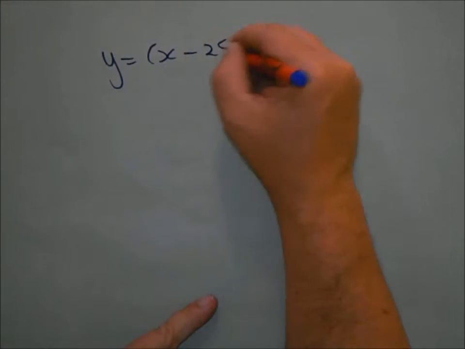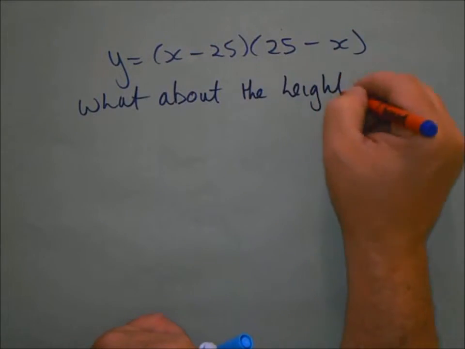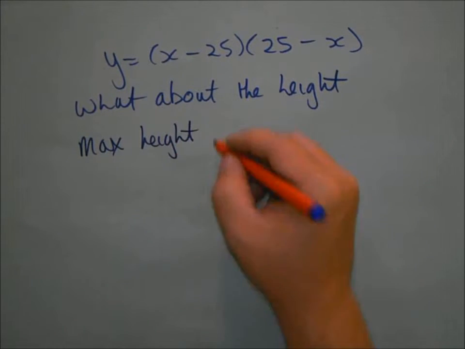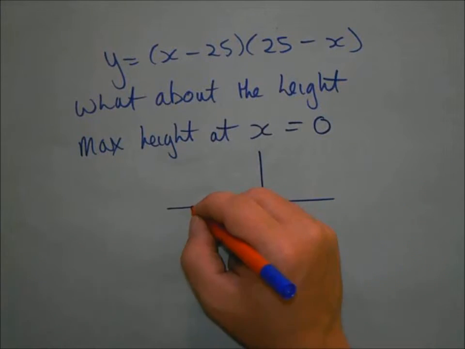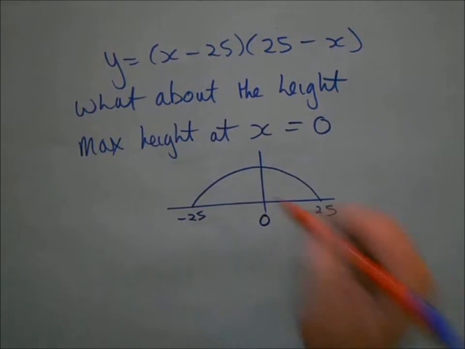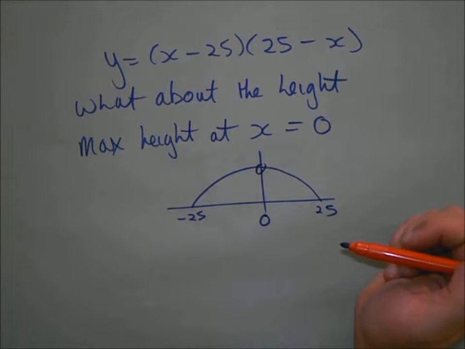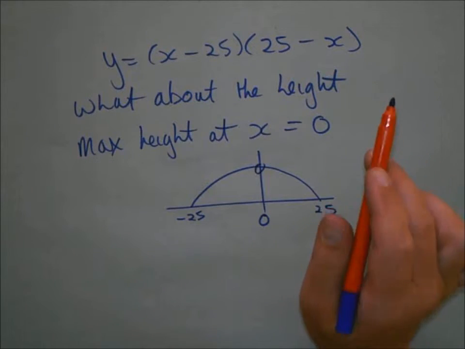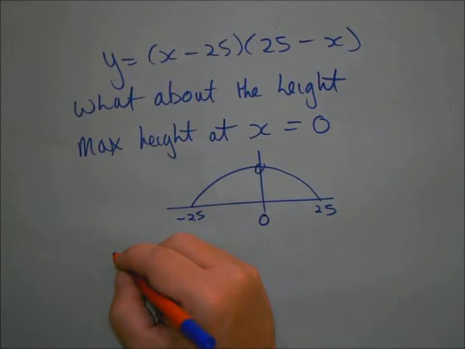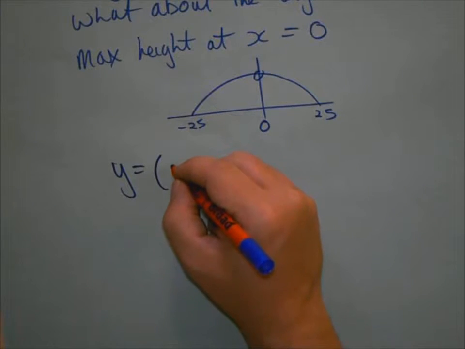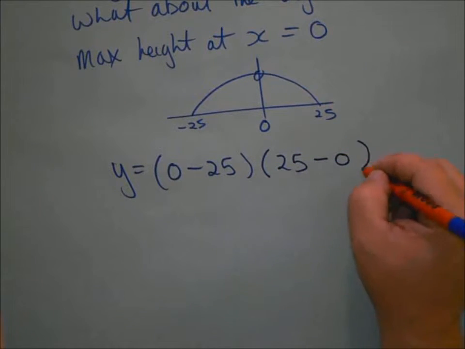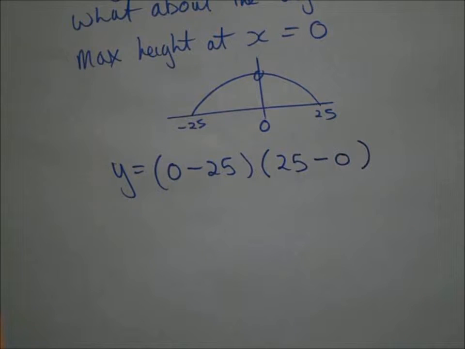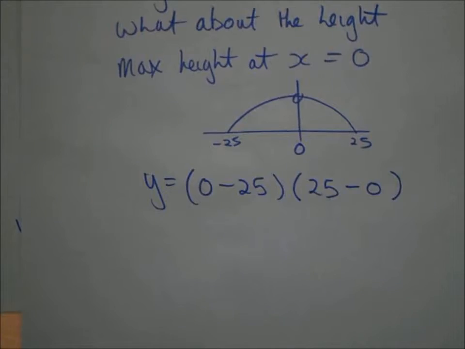Is that right? I think that's going to come back to bite me. Let's put the height in now. The maximum height will occur when x equals 0. That's the great thing, because we're using the y-axis as the central part, the symmetry in there. But I see something's going wrong there. Can you see what's going wrong? Go on, try and work it out. So we have 0 minus 25, and then 25 minus 0. That will give us minus 25 times 25, which of course is minus 625, which is not above 0.